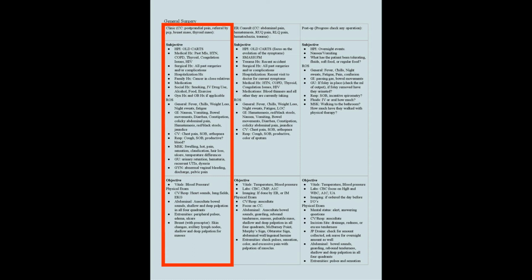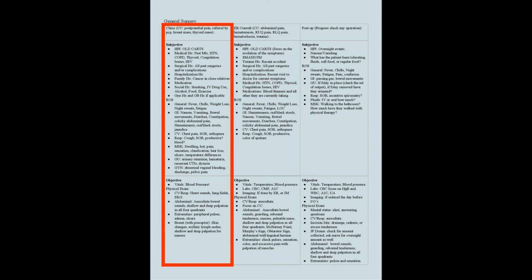For physical exam, always listen to heart and lungs, auscultate your abdomen, do all your palpations in all 4 quadrants, definitely do extremities and breast if applicable, if that's what they're showing up for.